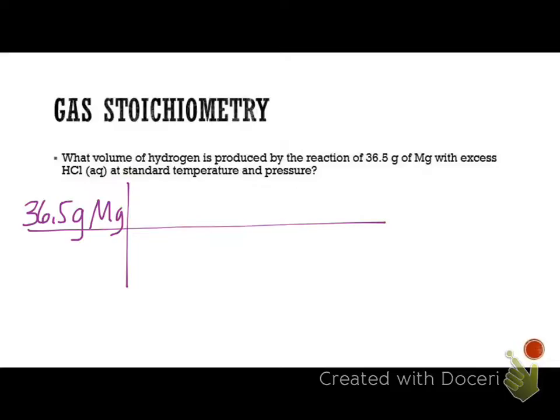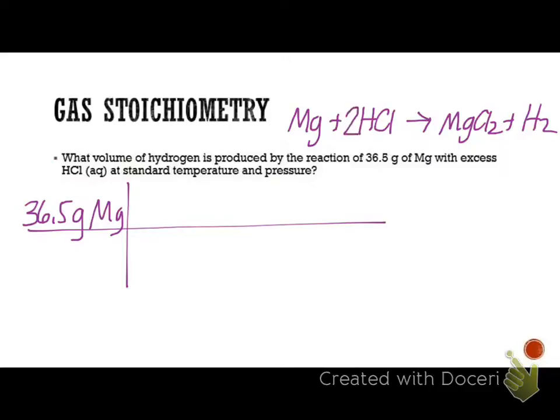Oh my gosh, I forgot to balance the equation. Silly me. So we have magnesium plus HCl, and it's going to make magnesium chloride plus hydrogen gas. And of course, we're going to need to put a 2 there so that we balance it. Now we can proceed. So magnesium divided by its molar mass, 24.31 grams per mole.